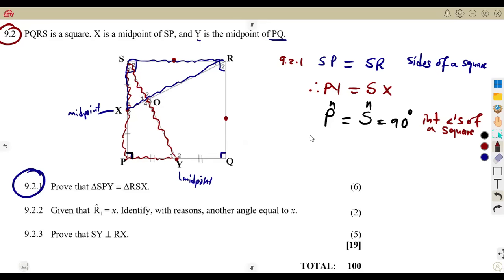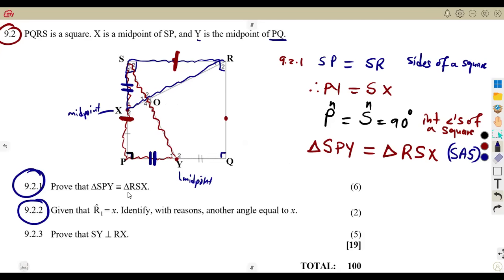So from there, guys, we can see that the two sides, side SP and side SR, are the same. We consider side PY and side SX. We consider the angle, so it can be side angle side. So these two can be said to be congruent. Therefore, triangle SPY is congruent to triangle RSX. This is from side angle side. The case of congruence is side angle side. We saw that the case is supposed to be indicated.